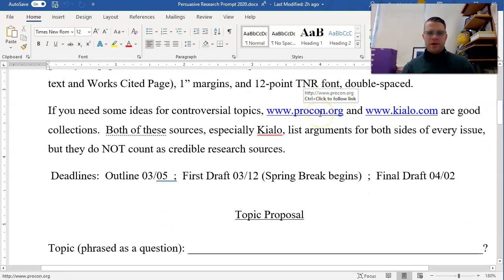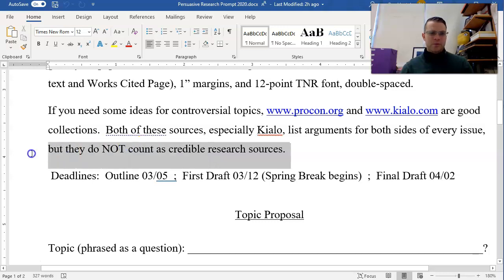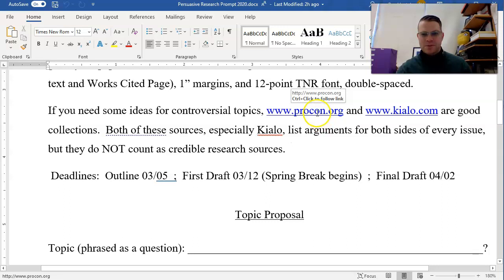Really the main thing that you'll want to work on now for your persuasive research paper is figuring out what controversial topic you like. I'll show you 2 websites for finding some ideas for controversial topics. They are procon.org and kialo.com. Both of these sources list good arguments for both sides of every issue. Notice that these do not count as credible research sources. They're going to give you ideas on where to go to find research, but they're kind of like Wikipedia. You don't know who the authors are on either of these sites. They will take you to better research sources. Let's take a look at those, and then we'll talk about how this paper is evaluated.